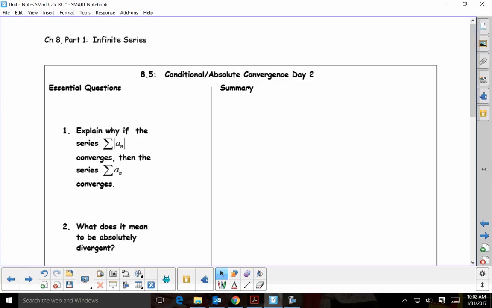Conditionally convergent. And I'll show you that at the end. First, I'm going to show you how to identify it, then I'll show you what it means. Okay?